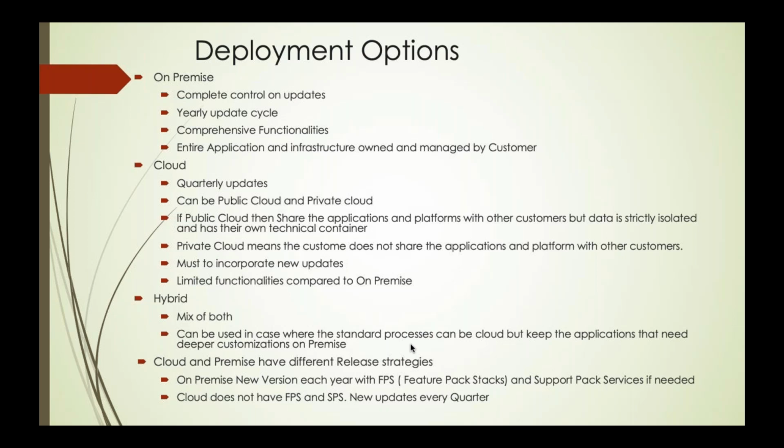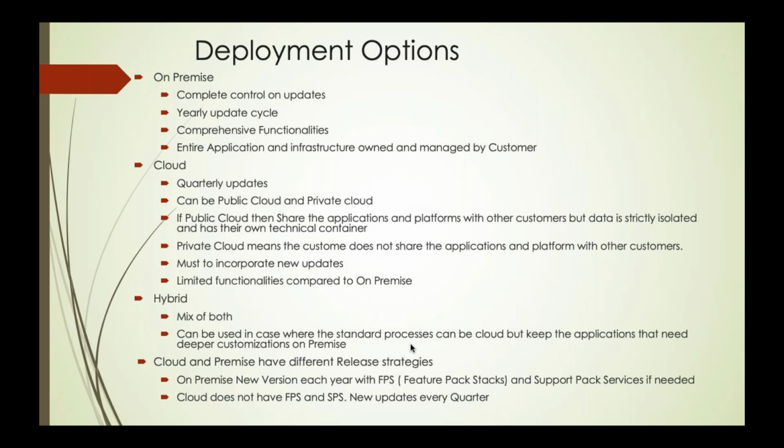As I said before, on-premise comes with a yearly edition, where the first 2 digits are the year and the last 2 digits are the month. And then the cloud versions come with quarterly updates, and the clients or customers are forced to adapt to those new updates that are coming in.